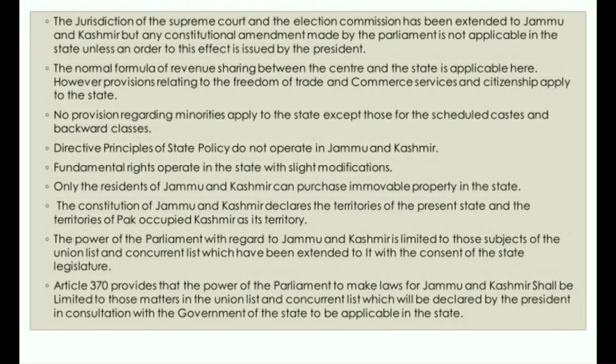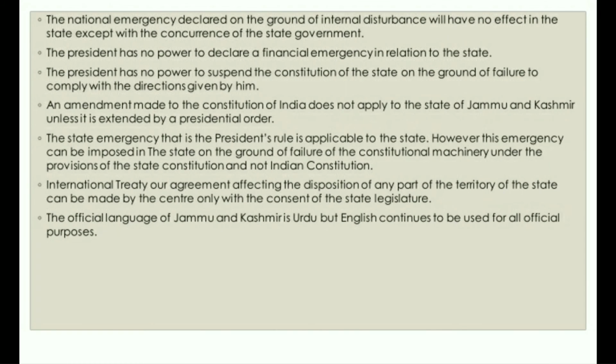Article 370 provides that the power of the Parliament to make laws for Jammu and Kashmir shall be limited to those matters in the Union List and Concurrent List which will be declared by the President in consultation with the government of the state to be applicable in the state. The national emergency declared on the ground of internal disturbance will have no effect in the state except with the concurrence of the state government. The President has no power to declare a financial emergency in relation to the state. The President has no power to suspend the constitution of the state on the ground of failure to comply with the directions given by him.